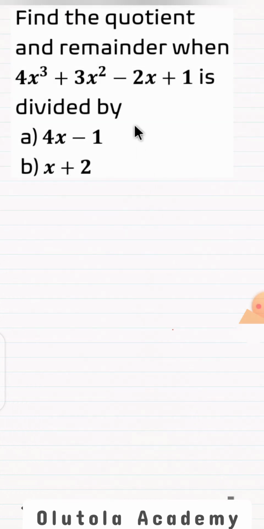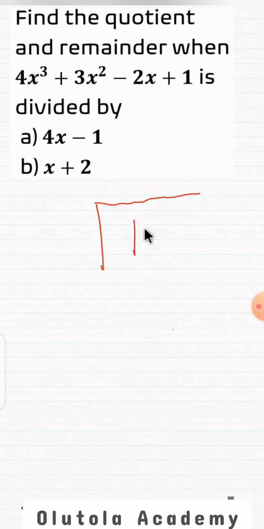And I have a question. The question goes: find the quotient and remainder when 4x cubed plus 3x squared minus 2x plus 1 is divided by 4x minus 1 and x plus 2. So this is the question I will be working on in this video, and I'll be using the long division method as in our basic mathematics. You know what long division is like.